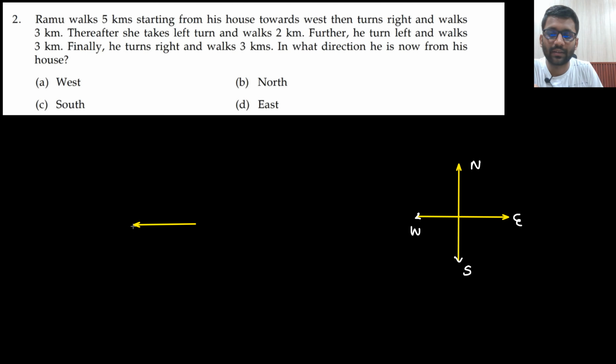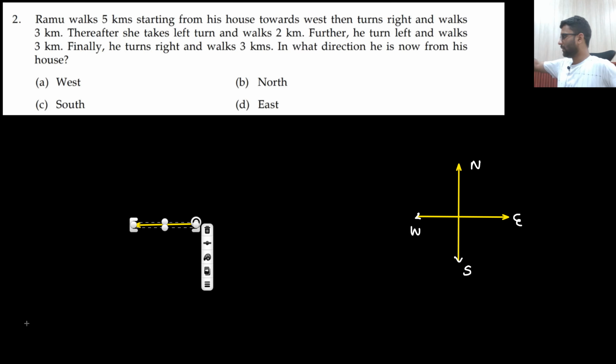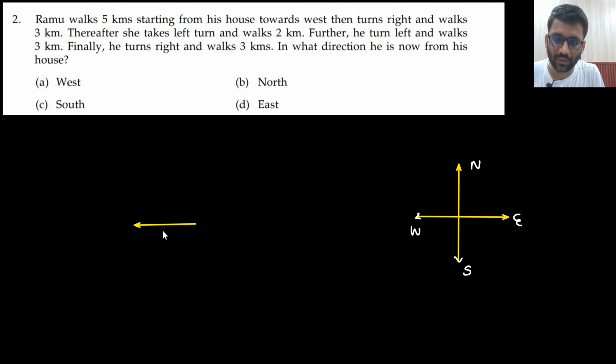Then turns right. So he has gone in this manner. Right will be this one. Then turns right and walks 3 kilometers. First this is 5 kilometers, then turns right and walks 3 kilometers.